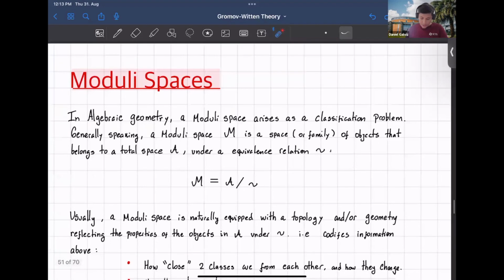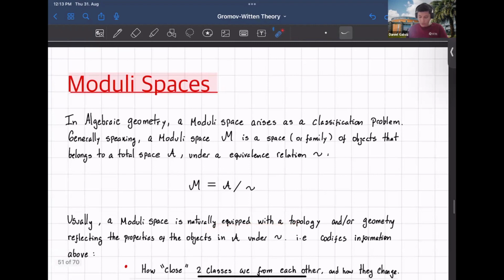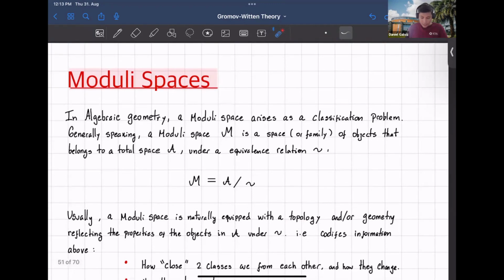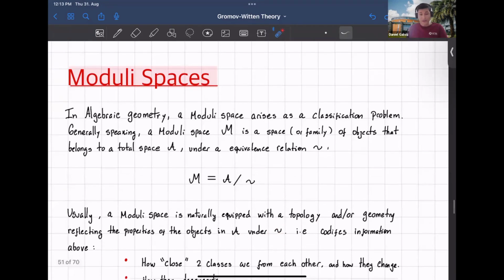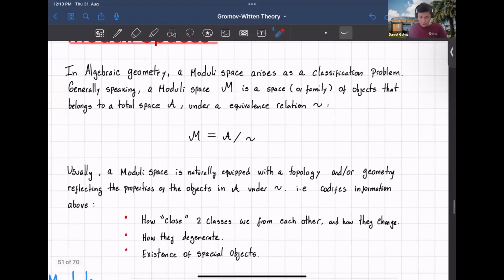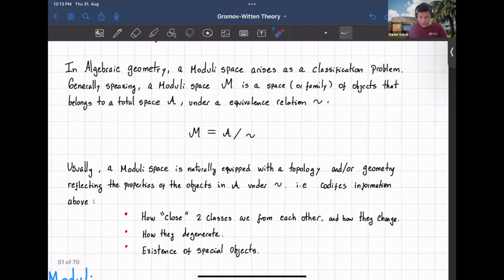So usually a moduli space is naturally equipped with a topology and not necessarily has a geometry, reflecting the properties of the objects in A under the equivalence relation. That means it codifies the information. So you have information like how close two classes are from each other and how they change, how they degenerate, and the existence of a special object with singularities, for example.